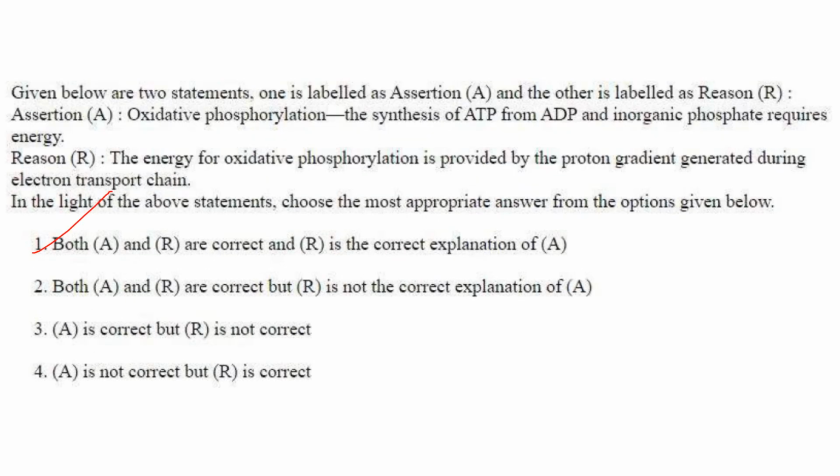Then next one. Given below are two statements. Again assertion and reason. Assertion. Oxidative phosphorylation, the synthesis of ATP from ADP and inorganic phosphate requires energy. Yes. The energy for oxidative phosphorylation is provided by proton gradient generated during electron transport chain. Exactly. So both A and R are correct and R is the correct explanation of A. That is the answer. Answer is option 1.